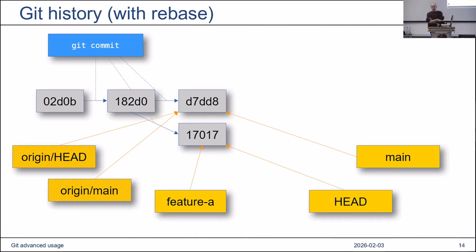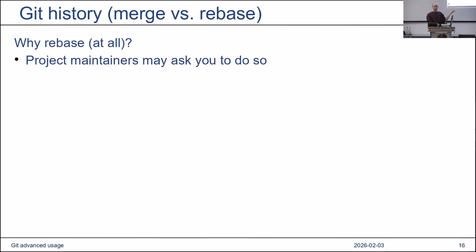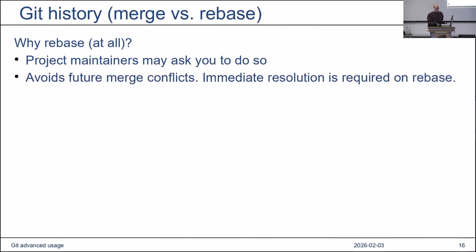This is why some project maintainers will ask you to do a rebase, so that you only have one final merge commit when they click the merge button on GitHub. So this is one of the reasons why you want to do it. Of course, it's not a reason in itself, but at some point you have to accept that certain projects have certain policies. And one more reason is that it avoids future merge conflicts, simply because you have to forcefully resolve these conflicts when you do the rebase.